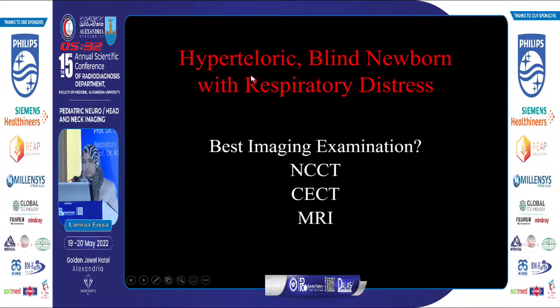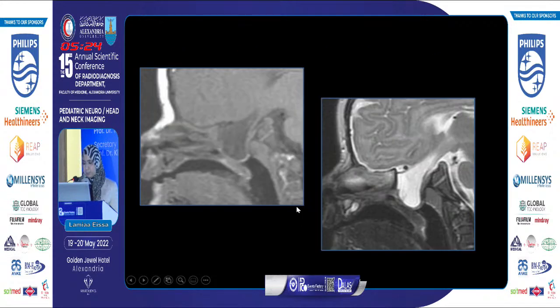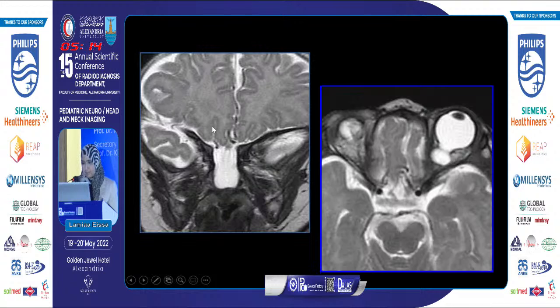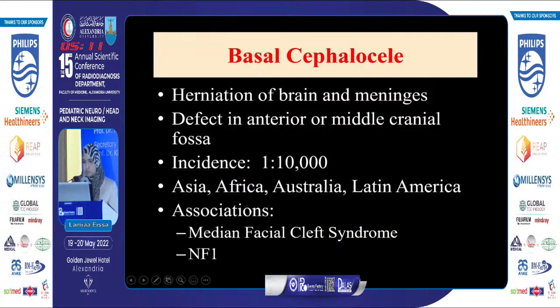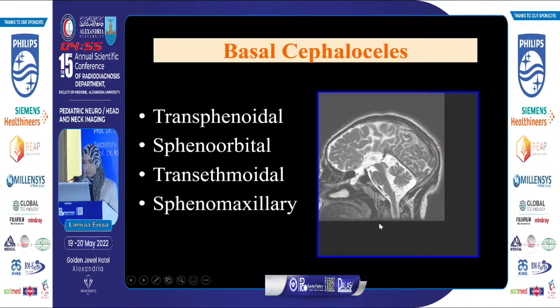A neonate, hypertelorism, blind newborn with respiratory distress. The best imaging modality in this case, when we find hypertelorism, will be MR, because we are expecting midline brain anomalies, especially cephalocele or meningocele, basal. So we have in basal cephaloceles herniation of the brain and meninges due to a defect in the anterior or middle cranial fossa. Incidence is rare, 1 in every 10,000 newborns. More common in Asia, Africa, Australia, Latin America. Associations with medial facial cleft syndrome and NF1.